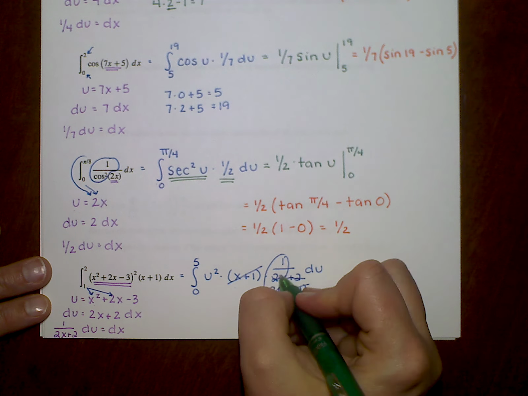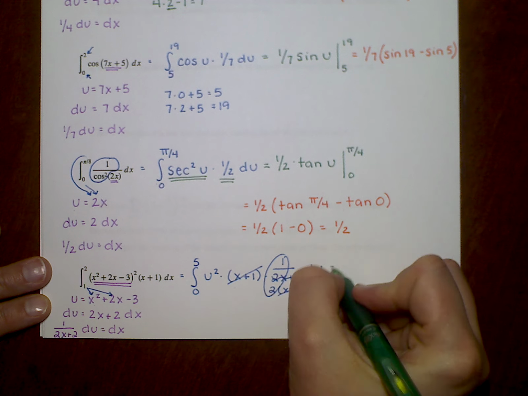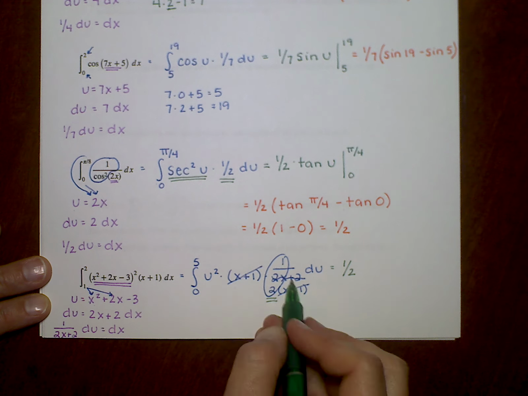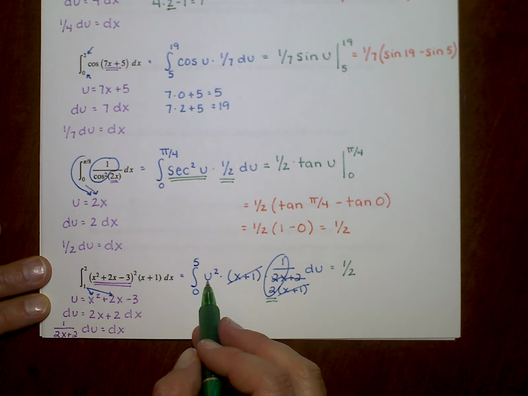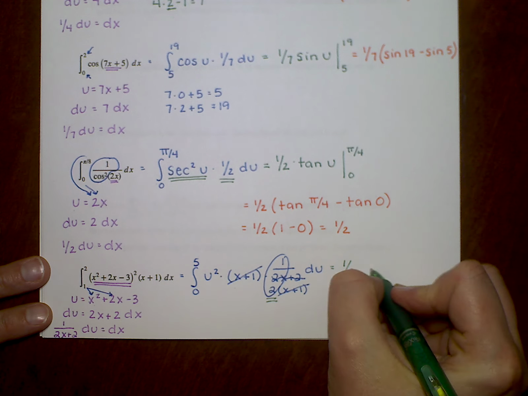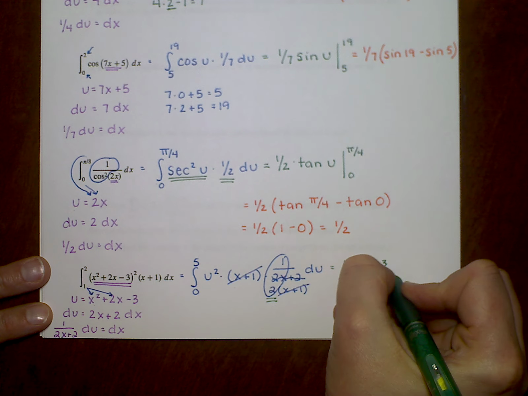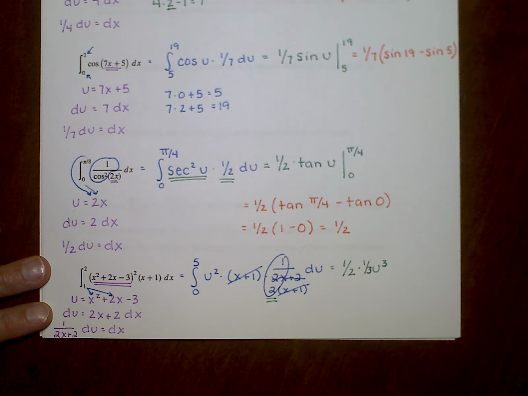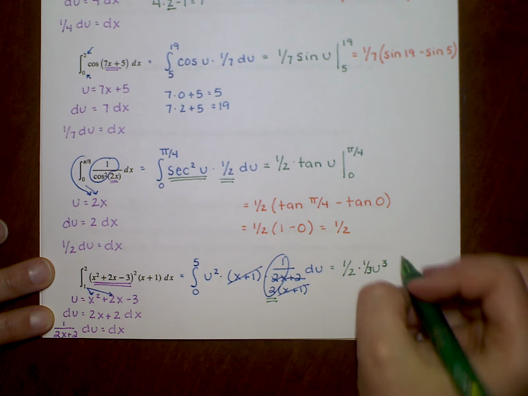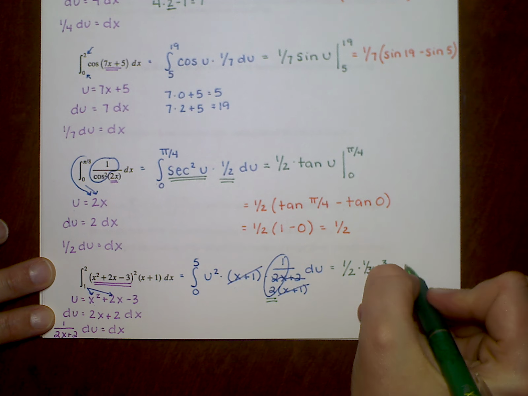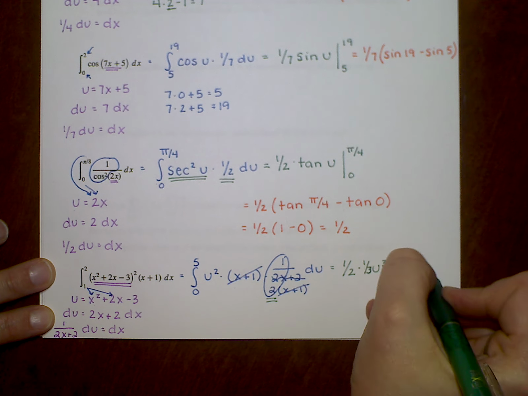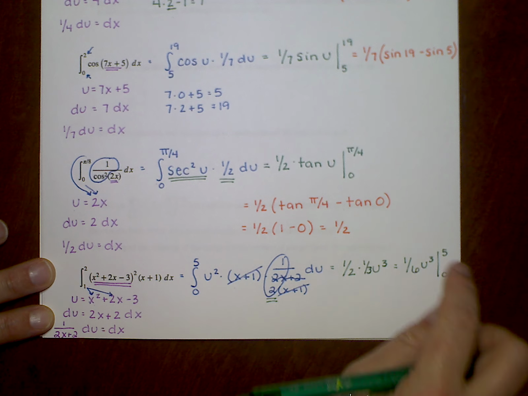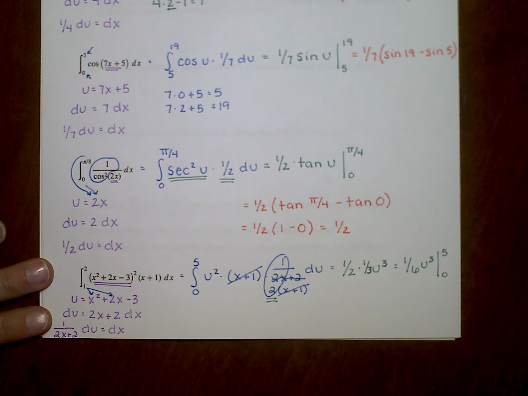First of all, I'm going to have the 1/2 that I circled here in my answer. So 1/2 is here. Okay, that's from here. My x's are gone. My x plus 1s are gone. My antiderivative of u squared is going to be a u cubed with a 1/3 in front of it, right? Add 1 to the exponent and then divide by that new exponent. And that's really 1/6 u cubed taken from 0 to 5. And now those are my endpoints that are going in place of u.